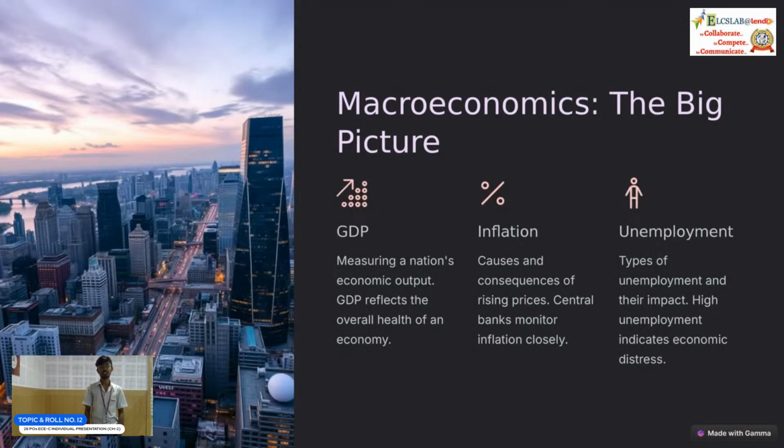Macroeconomics, the big picture. It covers three topics: GDP, inflation, and unemployment. Gross domestic product measures a nation's economic output. GDP reflects the overall health of an economy. Inflation: causes and consequences of rising prices. Central banks monitor inflation closely. Unemployment: types of unemployment and their impact. High unemployment indicates economic distress.